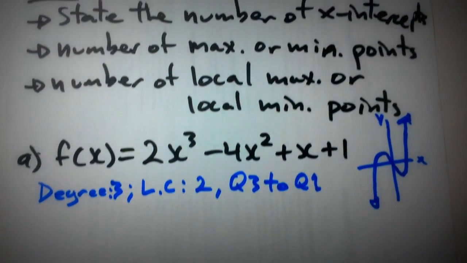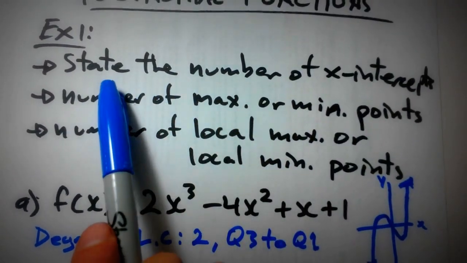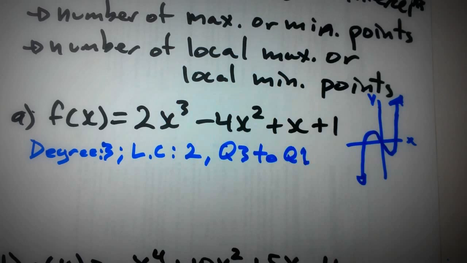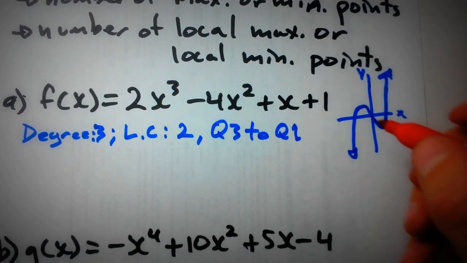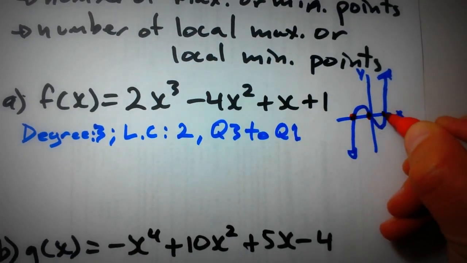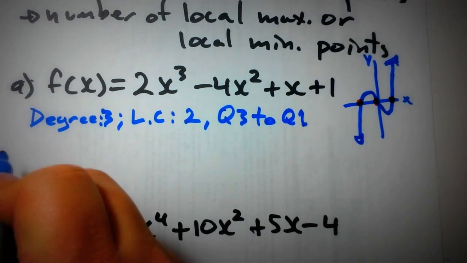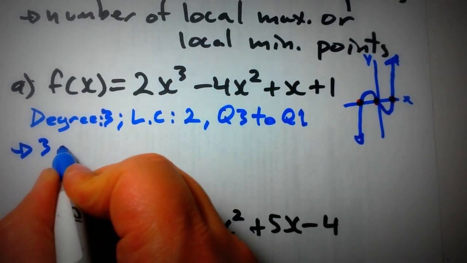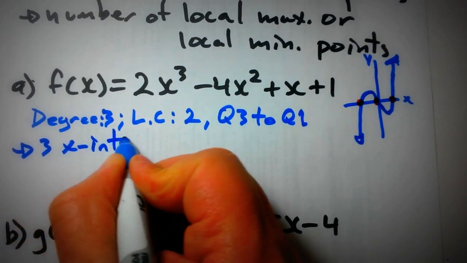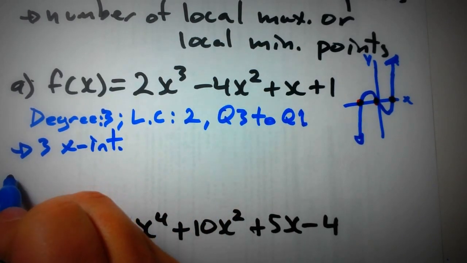So now let's start answering these three questions. State the number of x-intercepts. We look at the graph and you know that it has 3 x-intercepts. So let's start mentioning that. So it has 3 x-intercepts. I'll just abbreviate it for now.